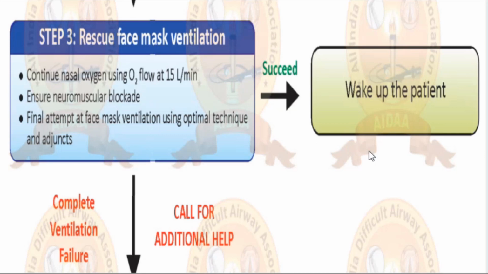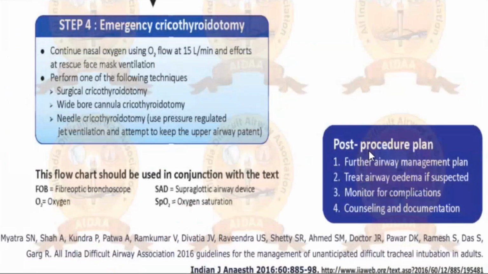Here, DAS recommends calling for additional help. Additional help is not just for our technical expertise. At this point of time, I think our cognitive overload is there and we are not thinking straight, sweating everywhere, panicking. The person who comes in can give us a new perspective on this whole scenario. They can pick up on something we've missed. So call for additional help and move on to the next step, which is emergency cricothyrotomy. I think we have a talk on this subsequently, so I'll keep this very brief.